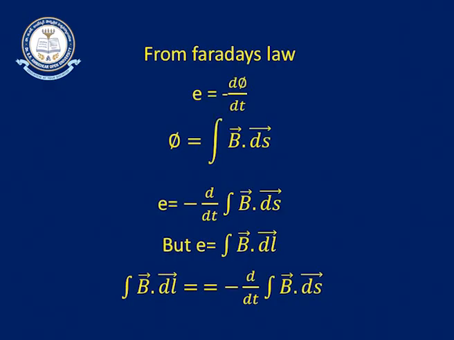But we know what E is. E equal to integral of E dot dl. So, in the equation we substitute E equal to integral of E dot dl. After substituting in the first equation, we get the final conclusion as integral of E dot dl equal to minus d by dt times of B dot ds.